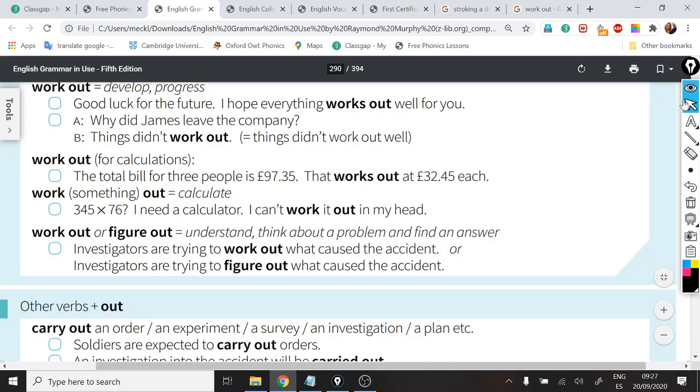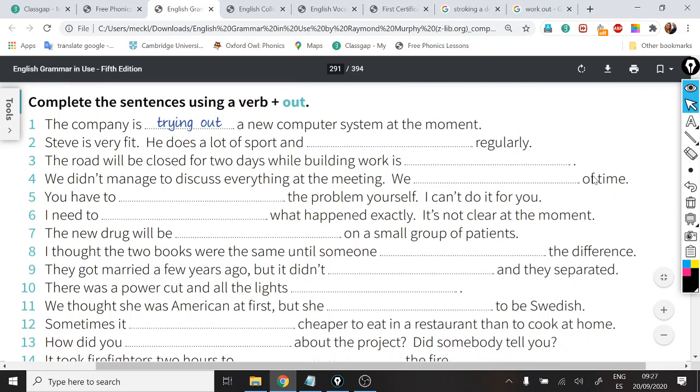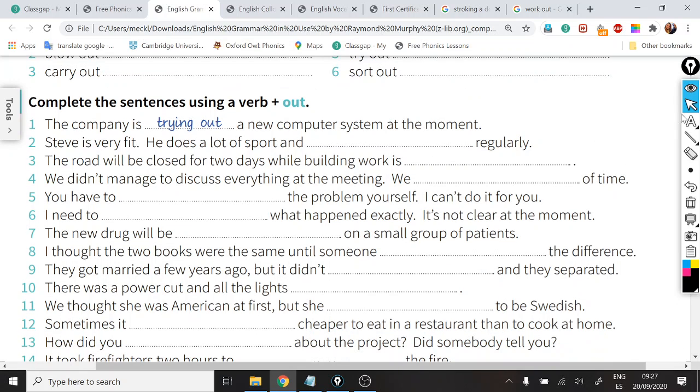Yeah. Okay. We're gonna do an exercise now. So let's try the difficult one here. So number one says the company is trying out a new computer system at the moment. So trying out means testing. Sentence number two. Steve is very fit. So fit means muscular. Yeah. He does a lot of sport.